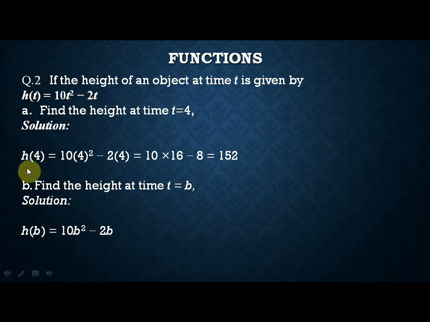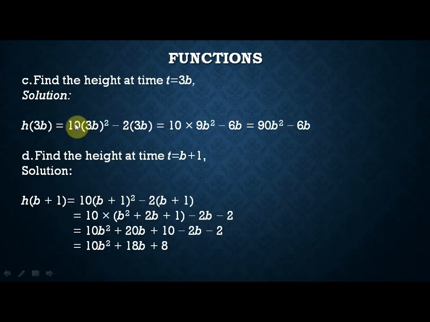So we just put the value of t in this function. It becomes h of 4 equals 10 times 4 square minus 2 times 4. So it becomes 160 minus 8. It becomes 152. Next, part b is find the height at time t equals b. So just put t equals b in the function. You get h of b equals 10b square minus 2b. Simple. We replace t with b.